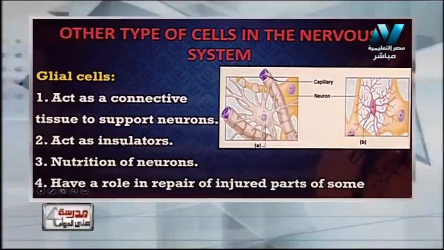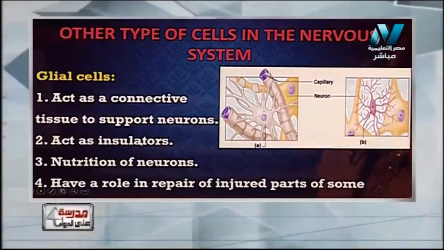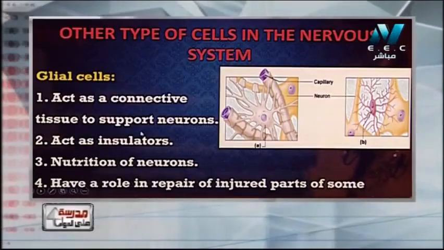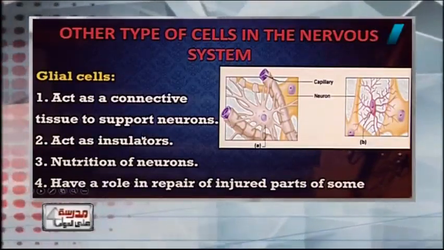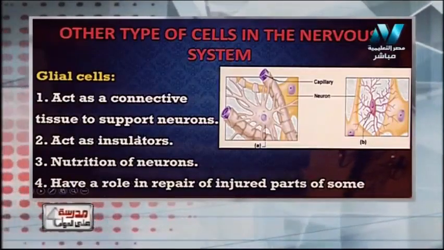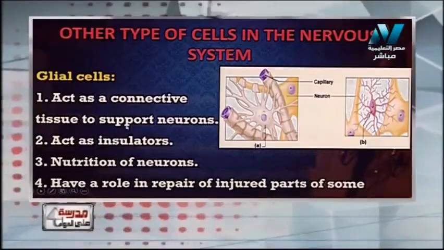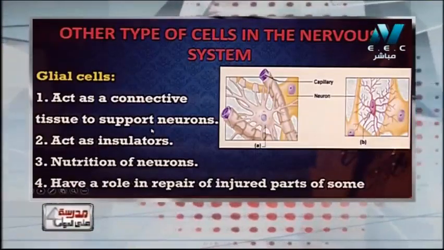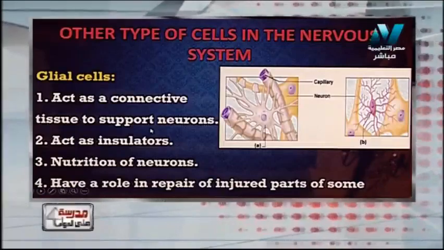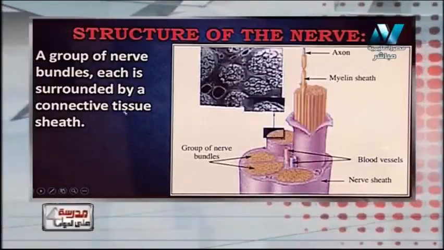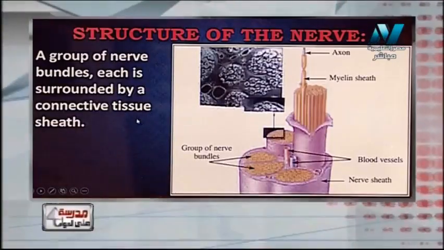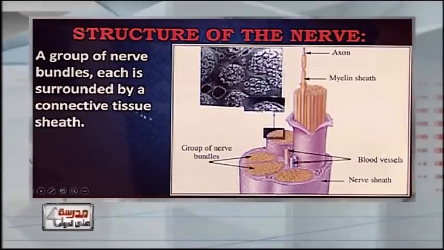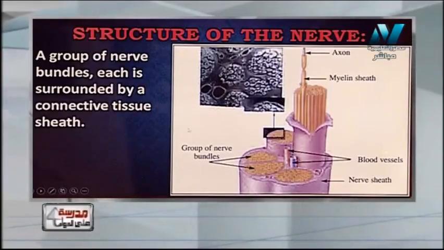You know, my dear students, that the neurons do not have centrioles, so they do not divide, and the damaged one is not replaced by another new one. But the neuroglia helps to repair the injured or damaged parts of the neurons and to carry out their function. And now the nervous tissue is composed of nerves, and the nerves are composed of many neurons.